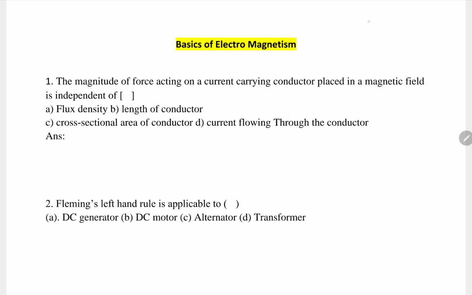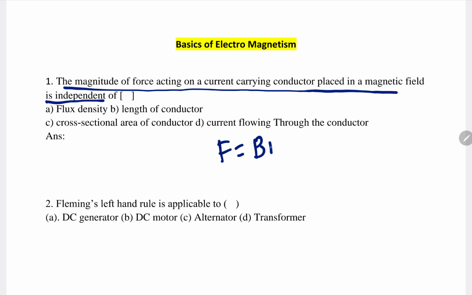Next, let us start with some questions on basics of electromagnetism. The magnitude of the force acting on a current carrying conductor in a magnetic field is independent of, so force, whenever a current carrying conductor is placed in a magnetic field, force is going to be exerted on the conductor. So that force is independent of, that means force does not depend upon what? So usually what is the force formula? F is equal to BIL sin theta.